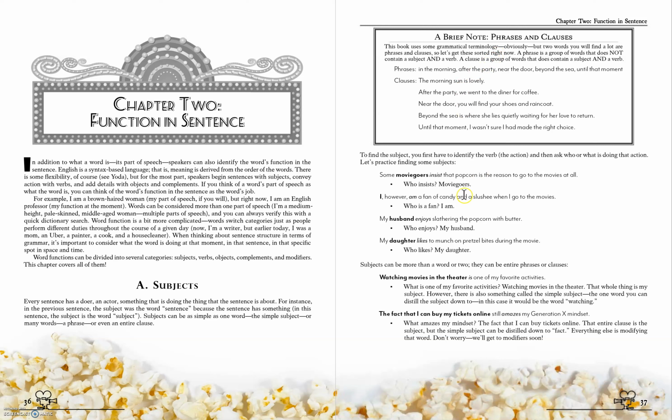Okay, so to find the subject, you have to find the verb, right? What's happening, the action, and then figure out what's doing that thing. So in this first sentence, "Some moviegoers insist that popcorn is the reason to go to the movies at all." I'm one of those. But insist is the verb, right? That's the thing that's happening. So who insists? Well, the moviegoers. So moviegoers is your subject. And then, "I, however, am fond of candy and a slushie." I mean, all right, that's true too. But I am, right? So who is I?